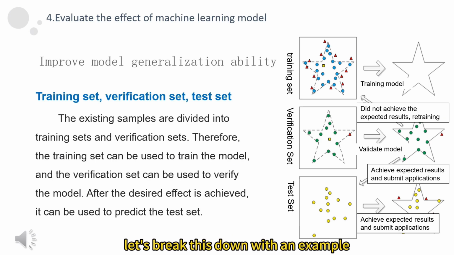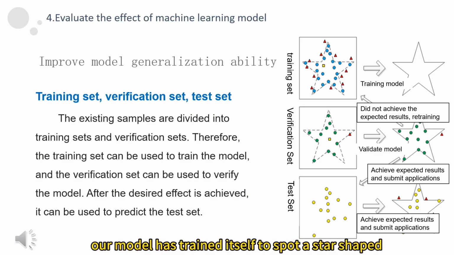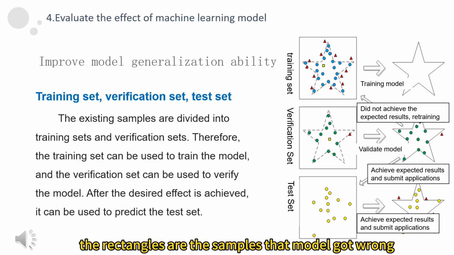Let's break this down with an example. Take a look at the graph on the right. We've sliced our data set into three parts. First up, we've got the training set. Check out how the data is distributed. From this, our model has trained itself to spot a star-shaped decision boundary. Inside that boundary, we've got circles, and outside, we've got triangles. The rectangles are the samples that the model got wrong.